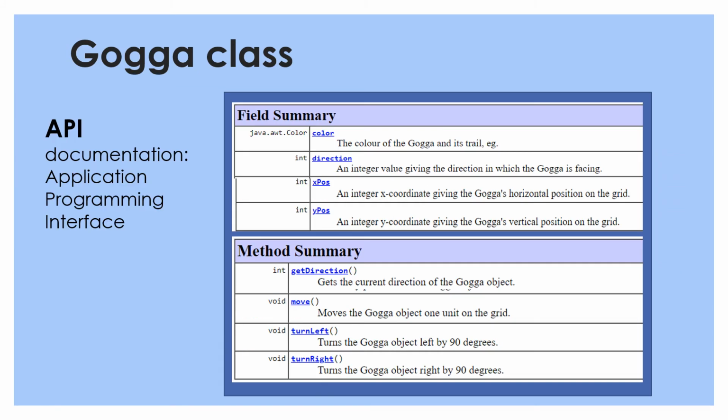What I'm showing you here, these field summaries and method summaries, those are the properties and methods. They come from the API documentation. Every class that you create in Java, or that you use in Java, has an application programming interface. It's basically a summary of how you can use all the fields and the methods in each class.